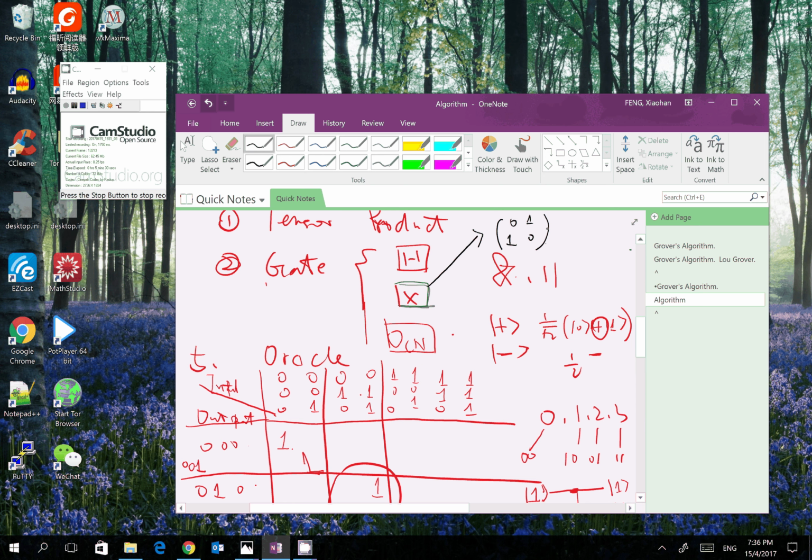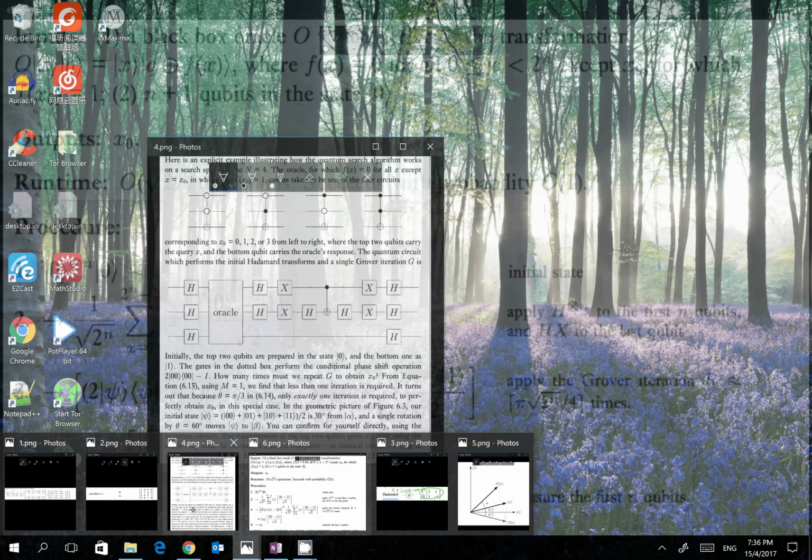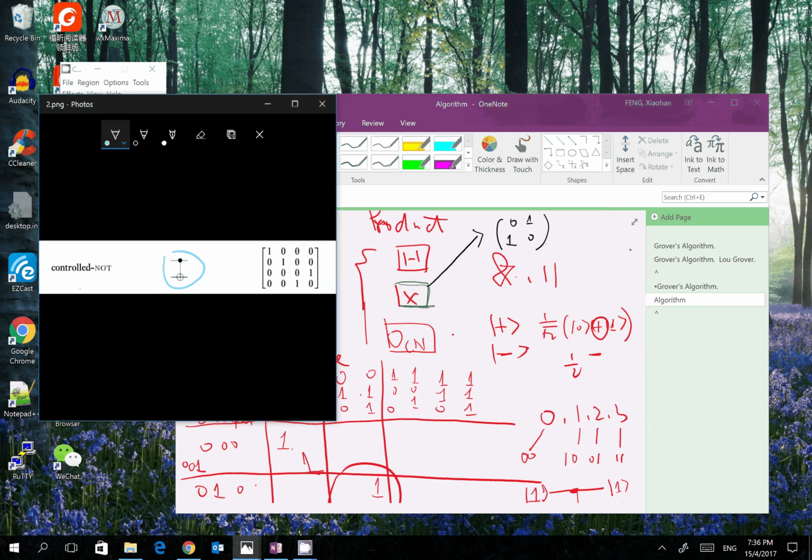So the last gate I want to talk about is the controlled-NOT gate, which is denoted by this symbol in quantum computation. This symbol basically means the first input controls the NOT on the second input. For a more generalized situation, we can actually have n inputs, and the first n-1 inputs control the NOT on the last input.